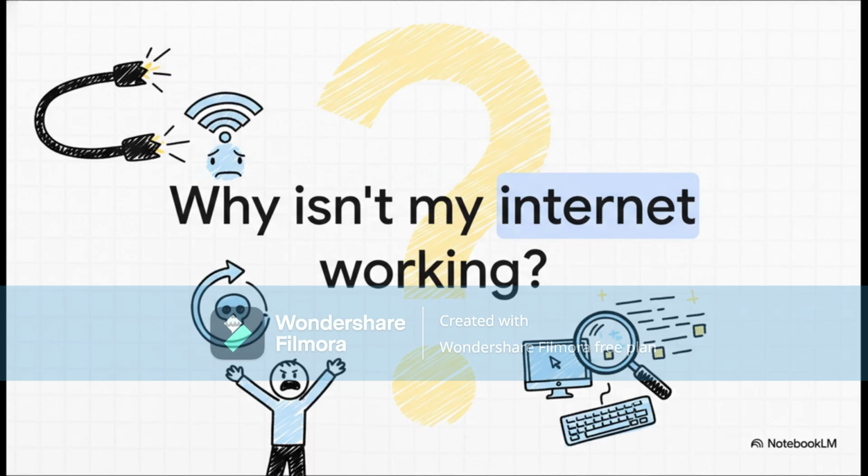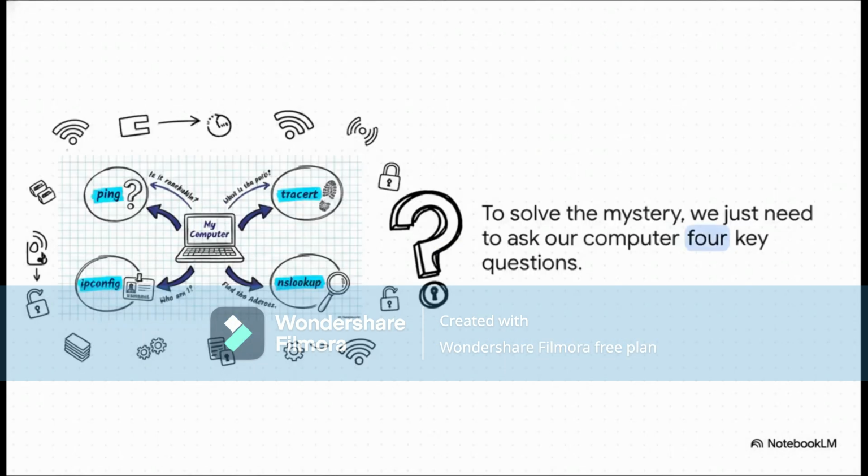Yes, the question we have all asked, usually while staring at that spinning wheel of doom. The frustration is real, it's universal. But what if I told you that you don't have to just sit there and wait? You can actually become the detective and start investigating this mystery yourself. So, how do we do it?